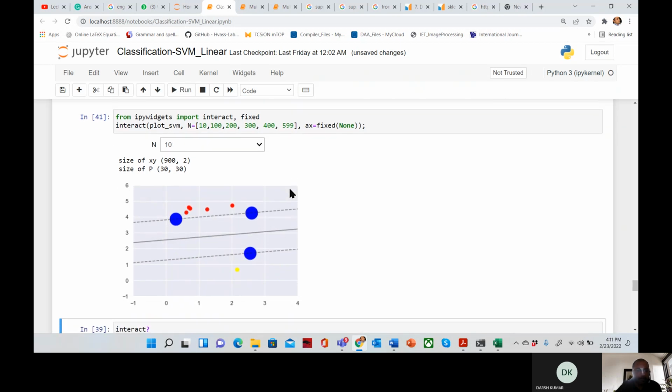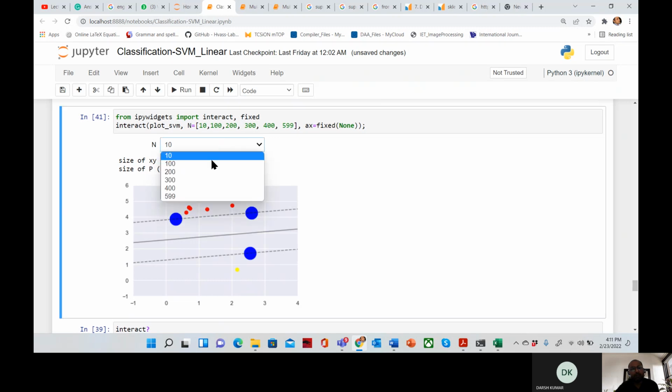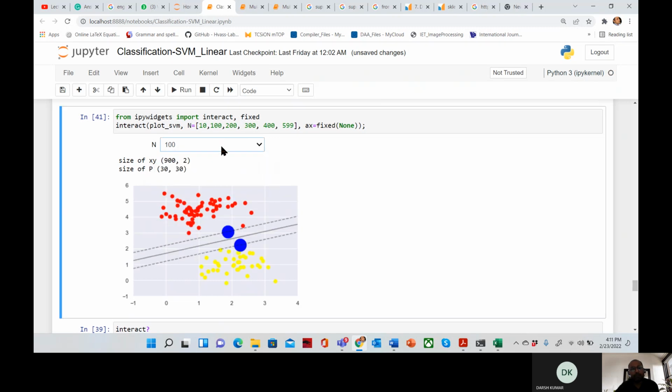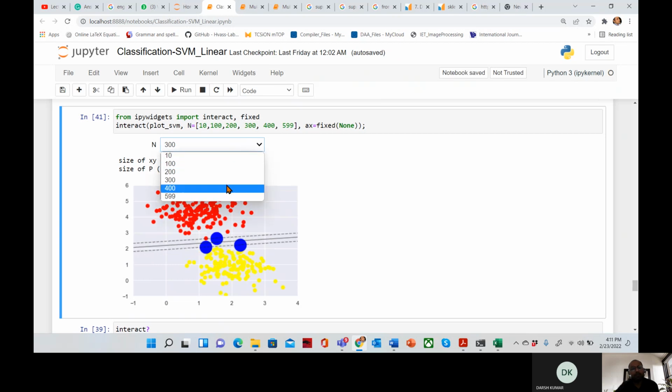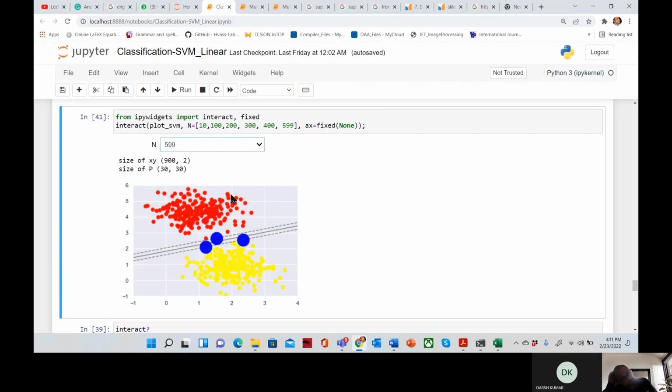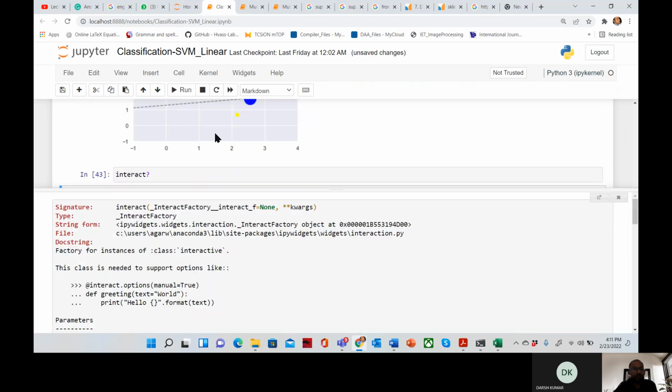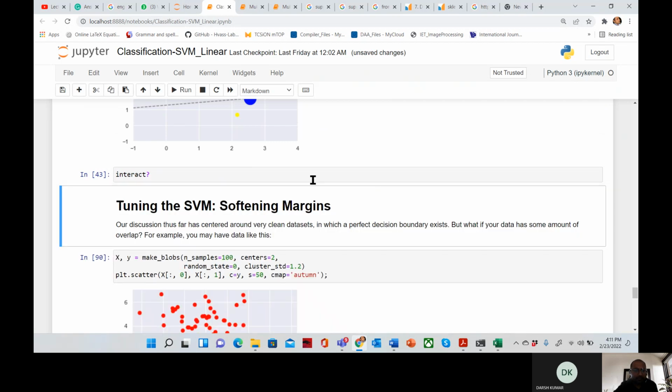For 10 it is giving you this. For 100 it will give this. For 200 this. For 300 this. For 400 this. For 500 this. Sorry, I should have written 499, it went out of range. Okay, clear? I think this is clear, right?